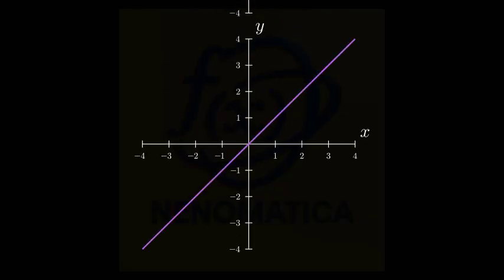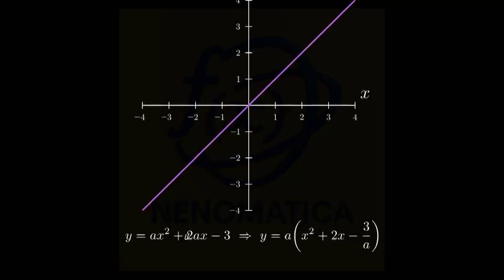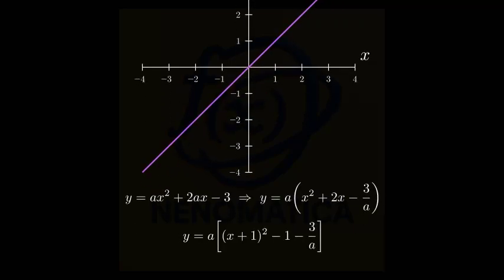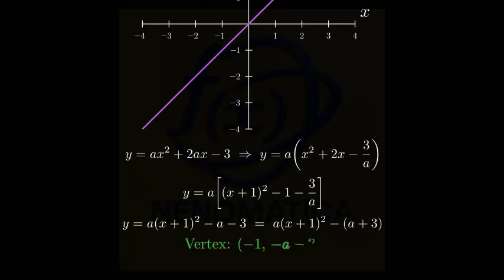Step 1. We will complete the square to convert the quadratic into vertex form. First factor a out from the x terms. Then complete the square inside the parentheses. Distribute and simplify to get the clean vertex form. Step 2. Identify the vertex. In vertex form, y equals a times (x plus 1) squared minus (a plus 3). The vertex has coordinates h equals -1 and k equals -a minus 3. So the vertex is at (-1, -a minus 3).